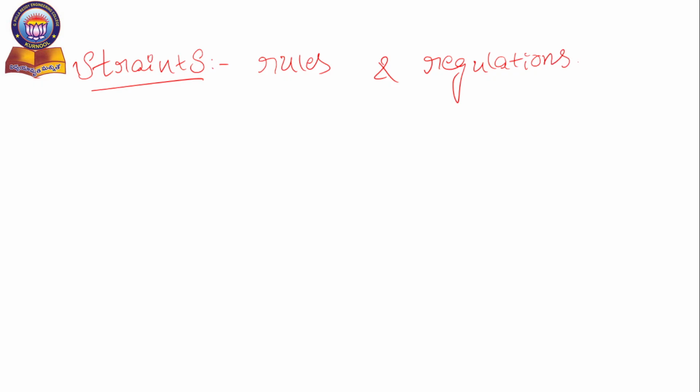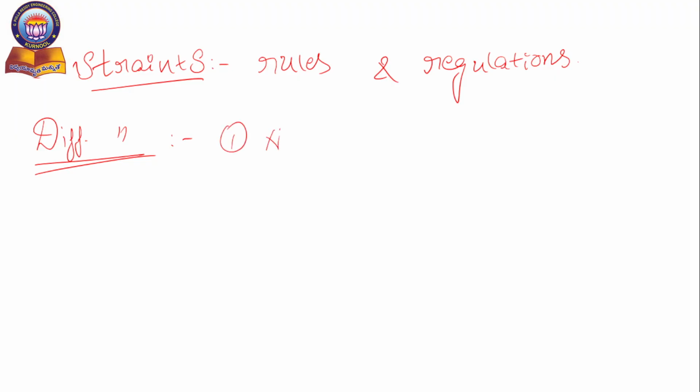Next topic, constraints. Constraints are nothing but rules and regulations. These rules, for example, set limitations for storing the data, and they increase the accuracy and the reliability of the data stored in the database. There are a number of constraints in database management systems. So we will discuss the different constraints. What are the different constraints?